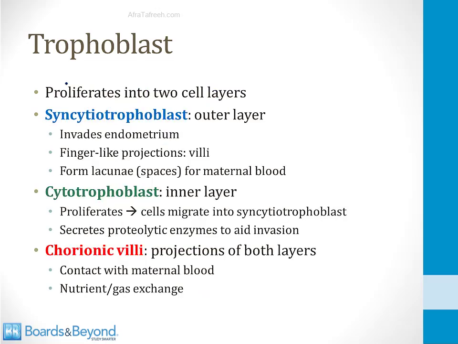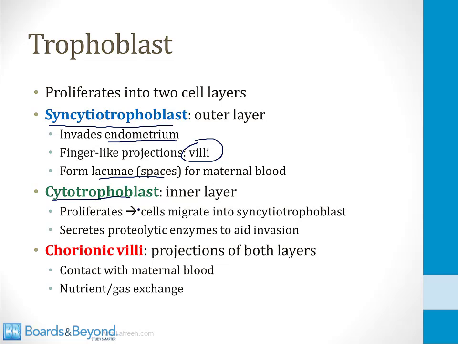The way this happens is the trophoblast proliferates into two cell layers. The outer layer is called the syncytiotrophoblast. This layer invades the endometrium with finger-like projections called villi. It also forms little spaces called lacunae, which will fill with maternal blood that will participate in gas and nutrient exchange with the baby. The inner layer of the trophoblast is called the cytotrophoblast.